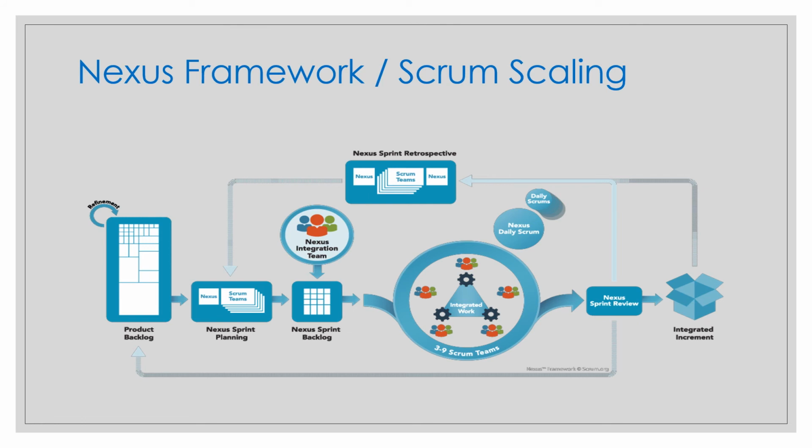And here it is called Nexus sprint planning, Nexus sprint backlog, integrated increment, because the increment is integrated, right? You have a daily one, which is your daily Scrum, which an individual team is taking, and when all the teams are meeting, that is called your Nexus daily Scrum, when they discuss the integrated increment.